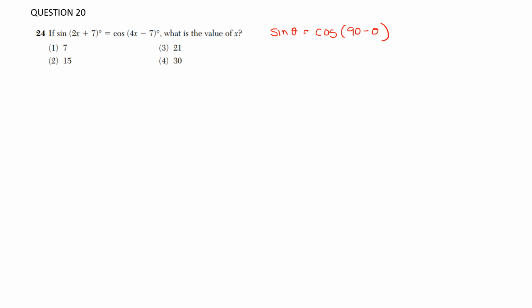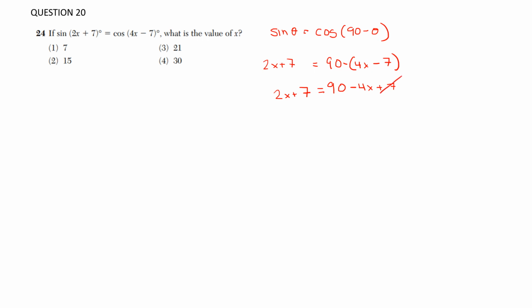So that's a relationship that you should know, or you can plug each one of the answer choices in as x and figure it out that way. But this is a relationship that everyone should know. So with this relationship, we know that 2x plus 7 degrees equals 90 minus 4x minus 7 degrees. And we can distribute that negative sign in. 90 minus 4x plus 7 will equal 2x plus 7. And now it's just algebra.